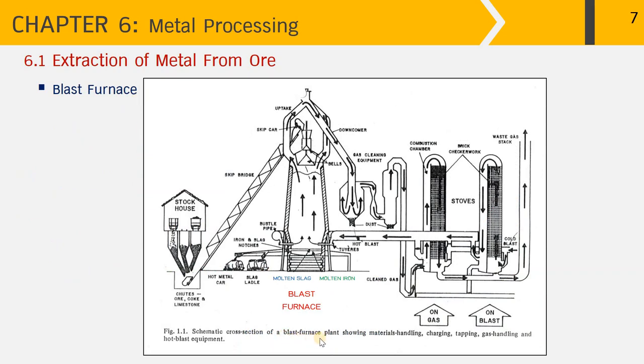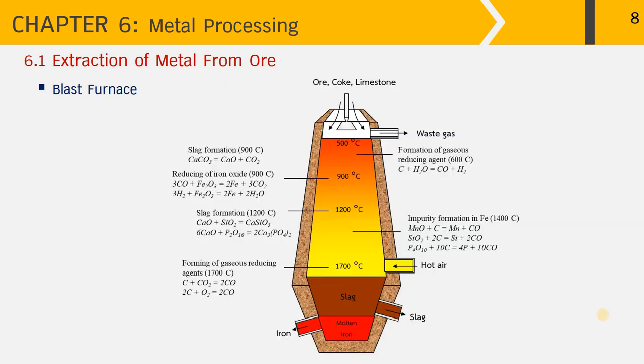This diagram shows a blast furnace plant having materials handling, charging, tapping, and gas handling of the hot blast equipment. As we notice here for the gas handling and hot blast equipment, the cold blast comes through this direction over here and is then charged into the stove. Then the hot air rises as the reaction takes place, and the hot air will come down into the gas cleaning equipment and be sent through the combustion chamber over here through the arrows, coming out as the waste gas.